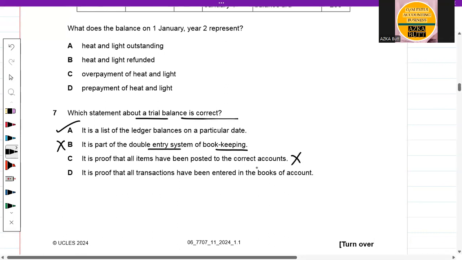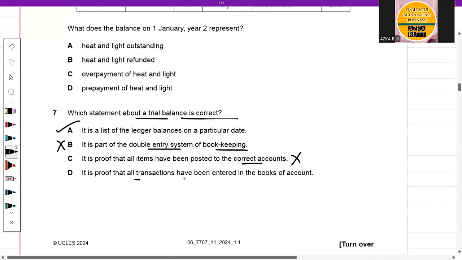It's not sure because we know that most probably, if you made an error in an expense account, you get to know that a trial balance is not a guarantee that all items have been posted to the correct accounts. Maybe there are some kinds of errors also involved in it.